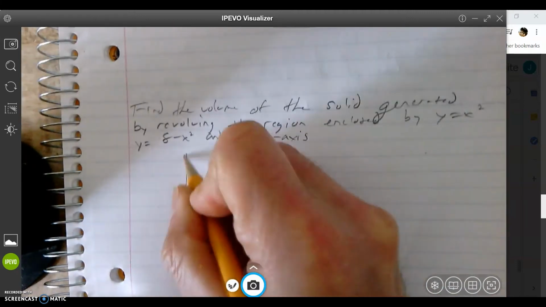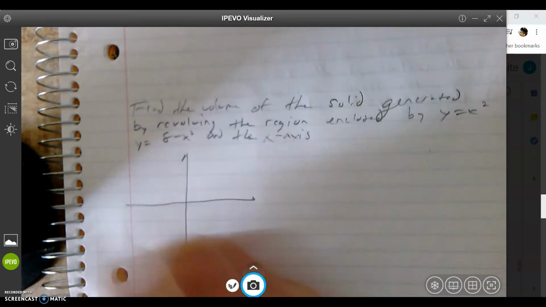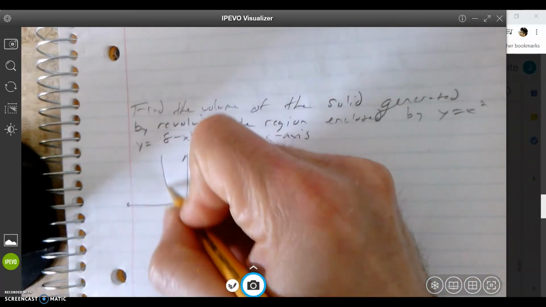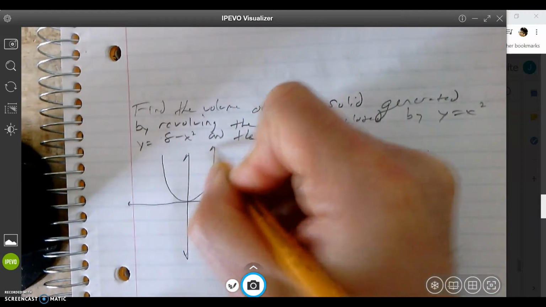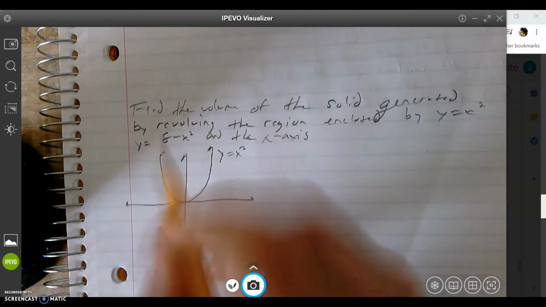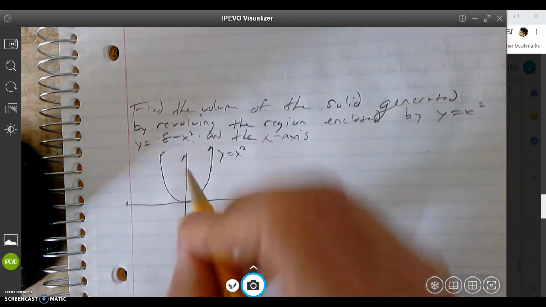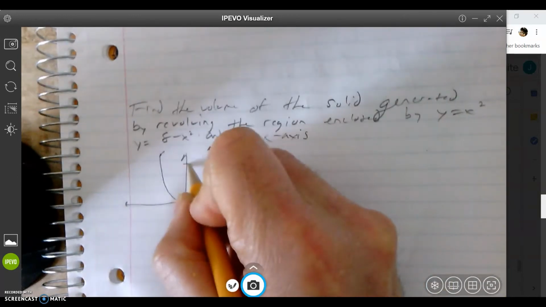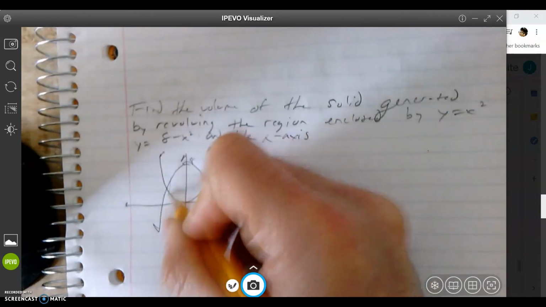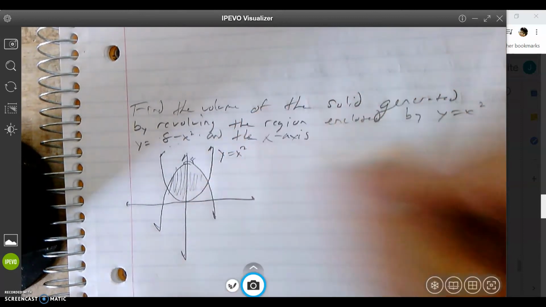Okie dokie. No problem. So y equals x squared is a straight up parabola, looks like that. Bam. Y equals 8 minus x squared. Start at 8, and then it's an upside down parabola like this. So this is the region right here.